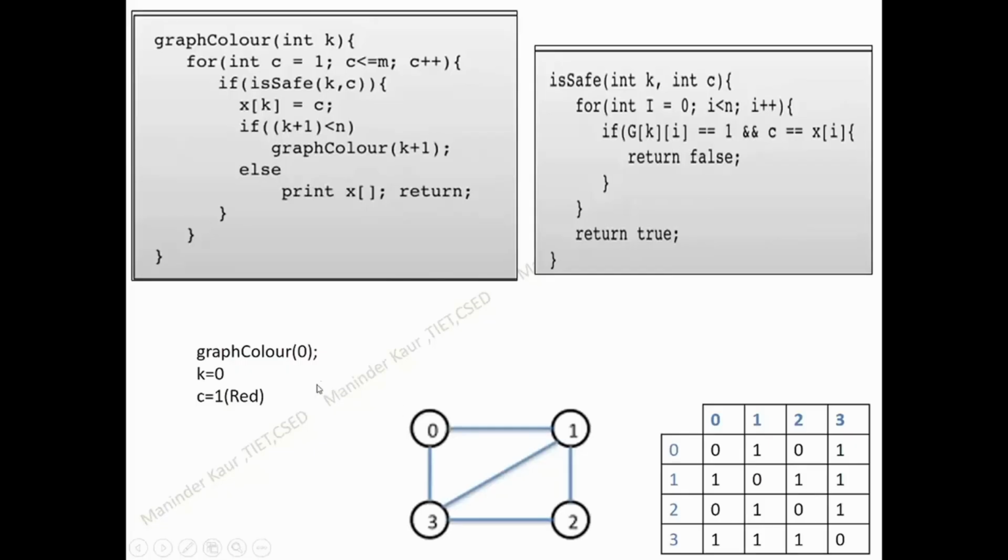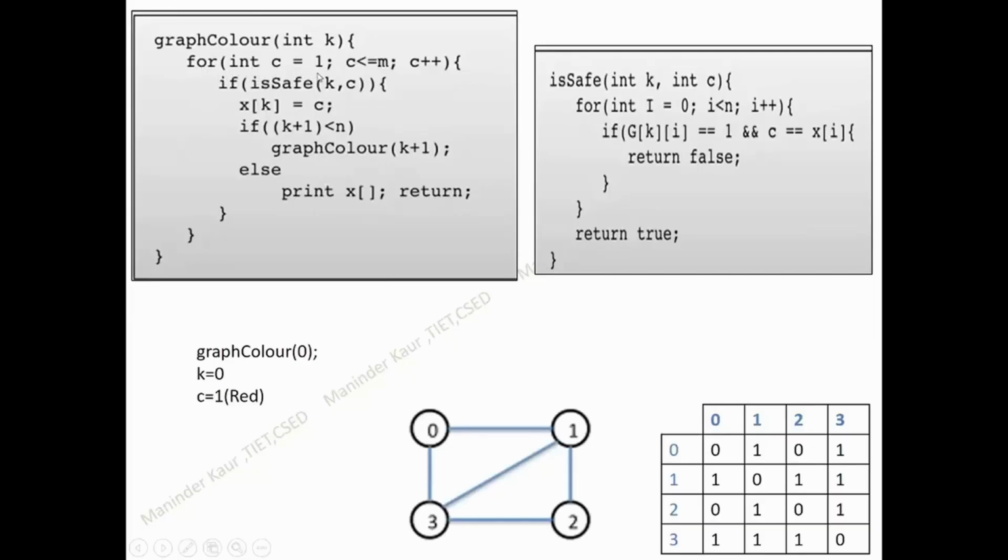We will give the index of the vertex which is to be painted as 0 to this function graph color. K value is given as 0. Then after sending the vertex which has to be colored, this function will start to apply the colors using a for loop one by one.